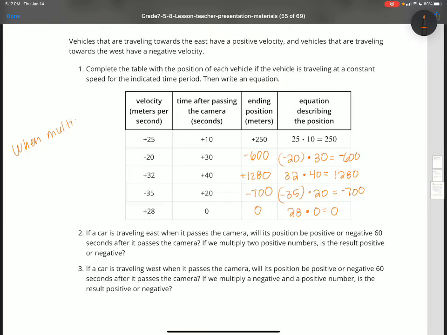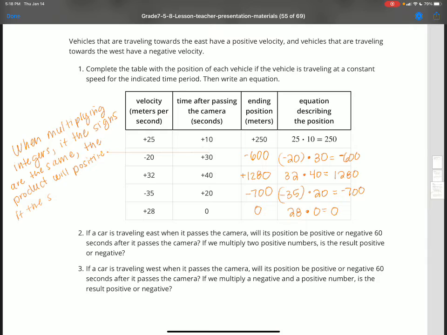So just keep that in mind, and I'll write that to the side when multiplying. And you guys make sure you annotate this in your book. When multiplying integers, if the signs are the same, the product will be positive. Okay? If the signs are different, the answer will be negative.